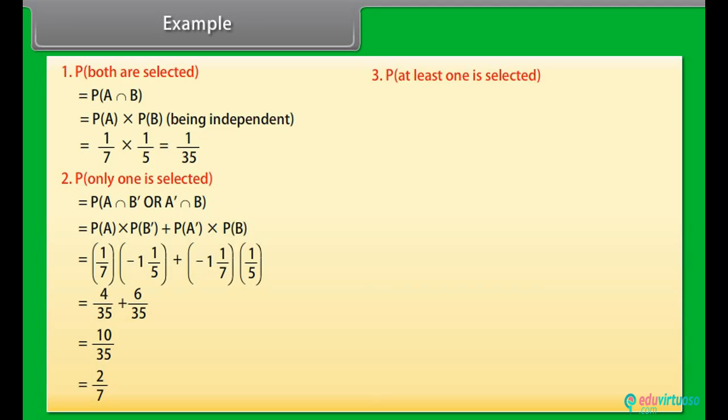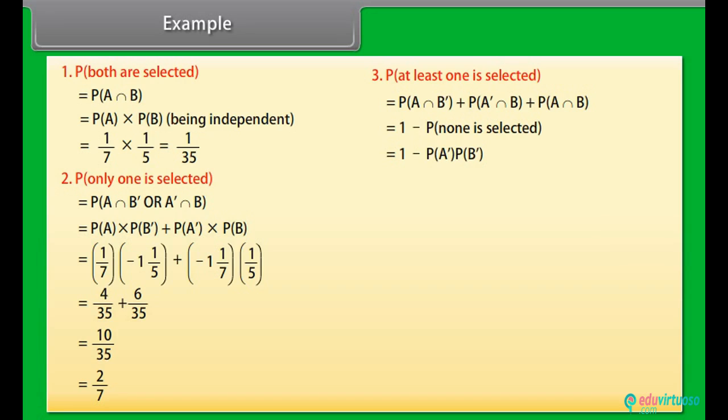3. Probability that at least one is selected is equal to probability of A intersection complement of B plus probability of complement of A intersection B plus probability of A intersection B, which is equal to 1 minus probability that none is selected, which is equal to 1 minus probability of complement of event A into probability of complement of event B, which is equal to 1 minus 4 by 5 into 6 by 7, which is equal to 1 minus 24 by 35, which is equal to 11 by 35.